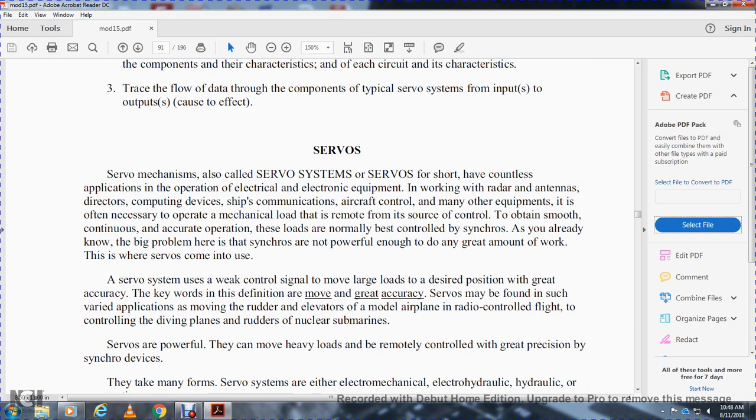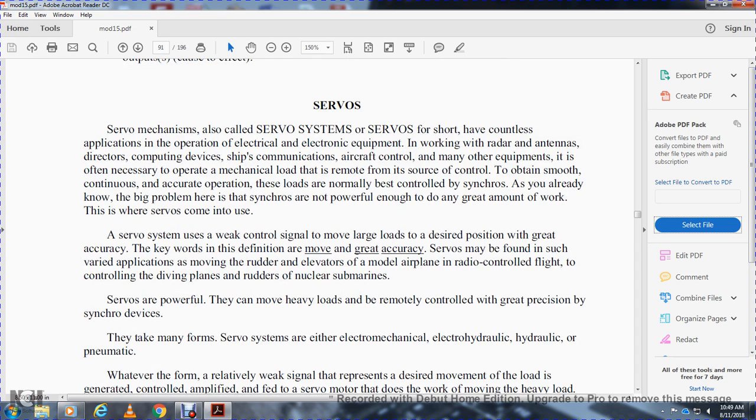Servos may be found in many applications, from moving the rotor and elevators on a model plane or radio-controlled airplane, to controlling the rudders of a nuclear submarine. Servos are powerful. They can move heavy loads by remote control with greater precision than a synchro device. They take many forms of the servo system.